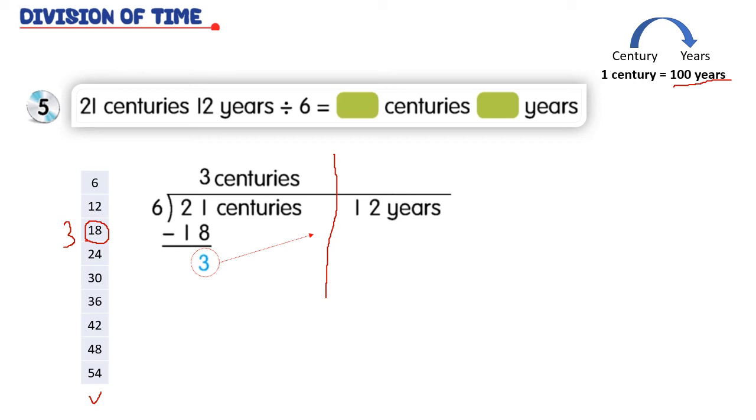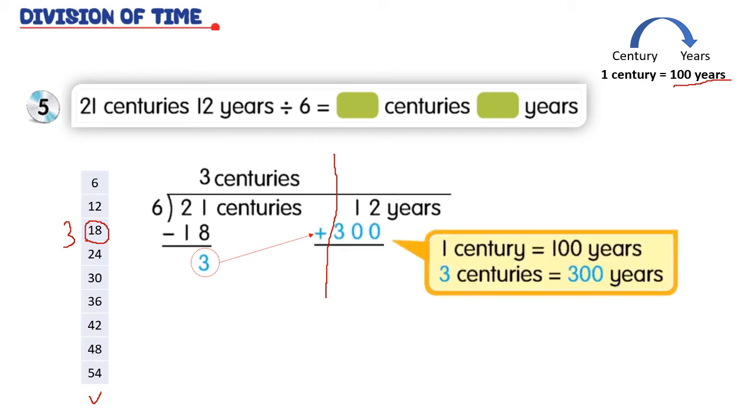So 1 century is equal to 100 years. So 3 centuries is 300 years. You have to put 300 in the years section. Okay, now what next is you have to do addition. 12 plus 300. Okay, so 12 plus 300 is 312. Okay, from here you can continue your division.